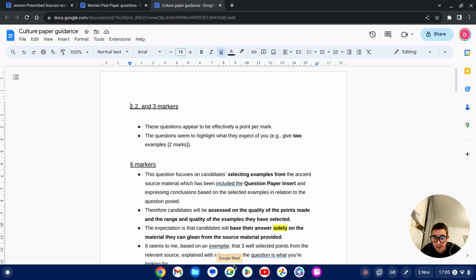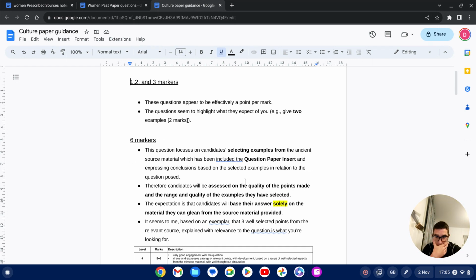Your 6 markers, okay, so these questions focus on your ability to select examples from the source material which has been included in the question paper insert. So when you get a paper, you'll get your exam paper which has the questions on it, and you'll get a separate booklet which will basically be the sources relevant to the questions in that booklet. Okay, another part of the exam will be to think outside of those sources, which basically means your prescribed sources booklet, which we went through in the first 2 parts of the video. But you'll get an insert which will have some sources which questions will be on.